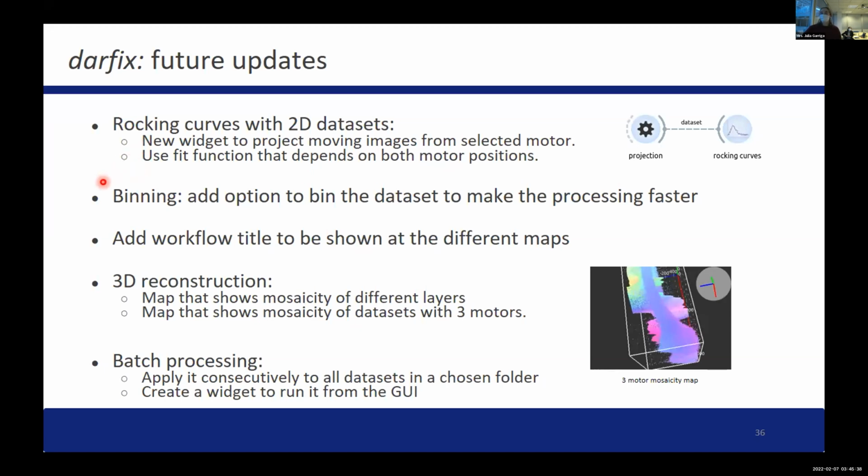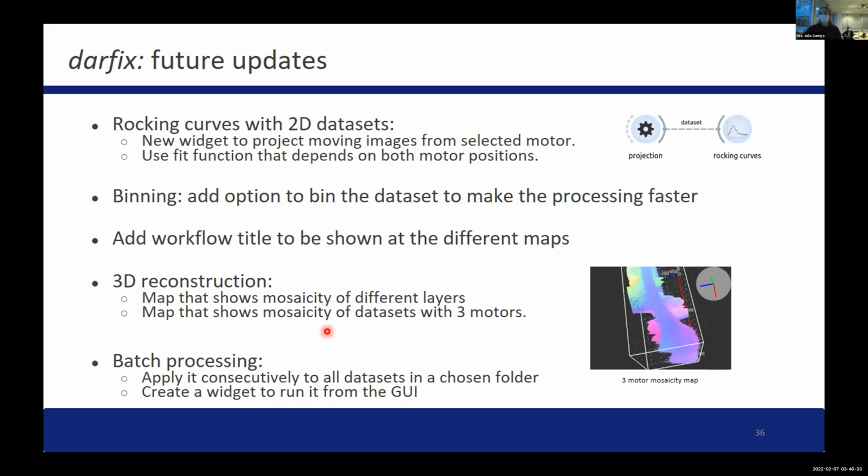Then we are also adding the option to apply some binning on our images so that the analysis is done faster, and to add a workflow title along the different plots so that you can link them together. If you want, you can save and then look at the images and know which workflow they come from, without having to know it from before.